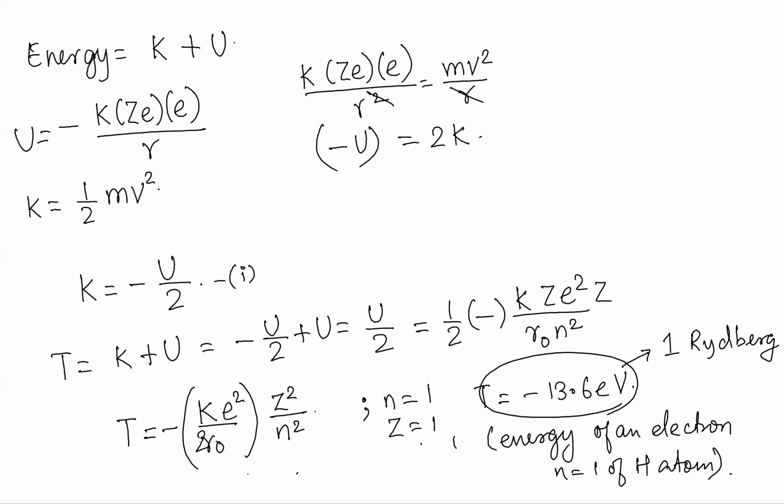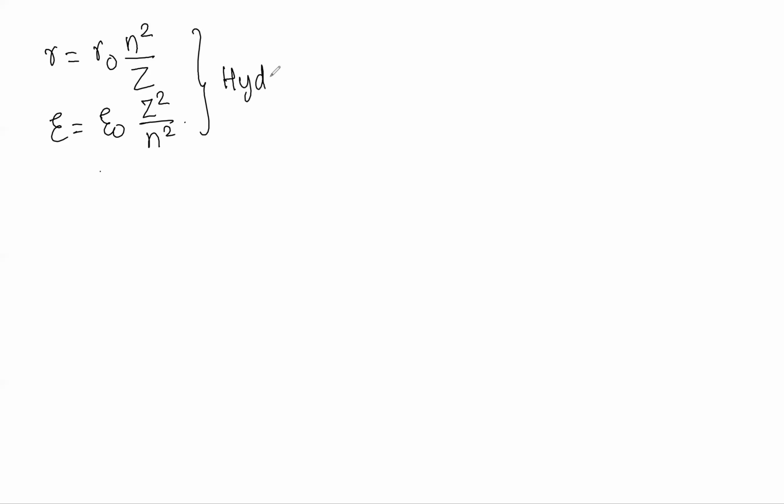तो ये जो दो equations हैं, they are fundamental for solving the chapter. So R is equal to R0 into N square divided by Z, and E is equal to E0 into Z square divided by N square. तो इससे पहले कि अपन आगे बढ़ें, let's understand कि equation apply किसको करते हैं. ये equations apply करते हैं to something that is called as a hydrogen-like atom. Hydrogen-like.